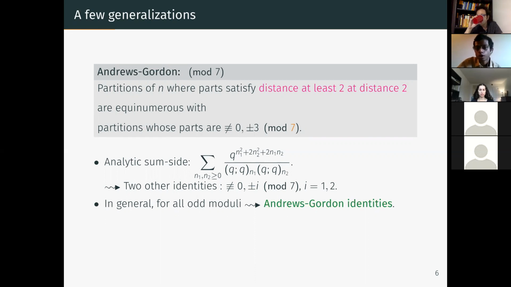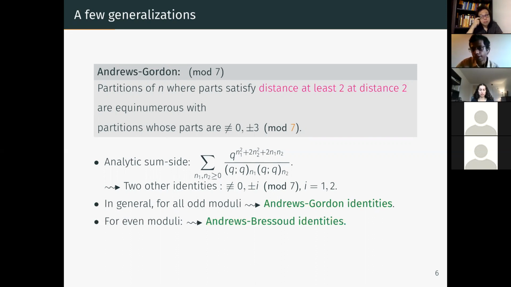And in general, for odd moduli, you get what are called Andrews-Gordon identities. Please remember this name. It's going to come up quite a bit. And for even moduli, you get Andrews-Bressoud identities. Okay, so exactly very nice generalizations of Rogers-Ramanujan. But on the even side, there are more subtleties, which I'm not going to go into.